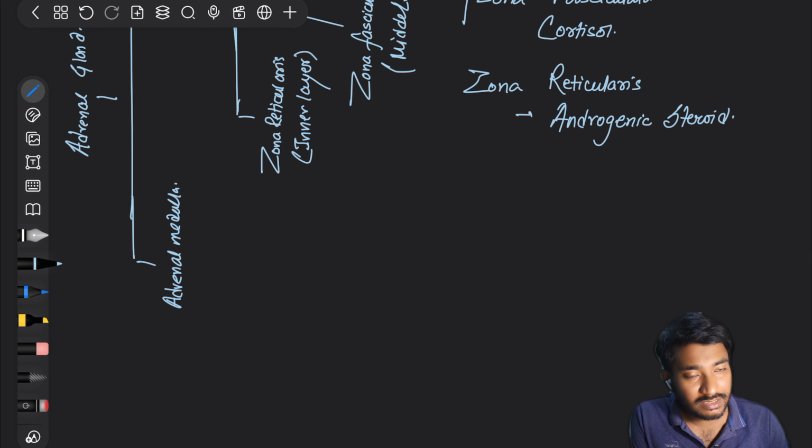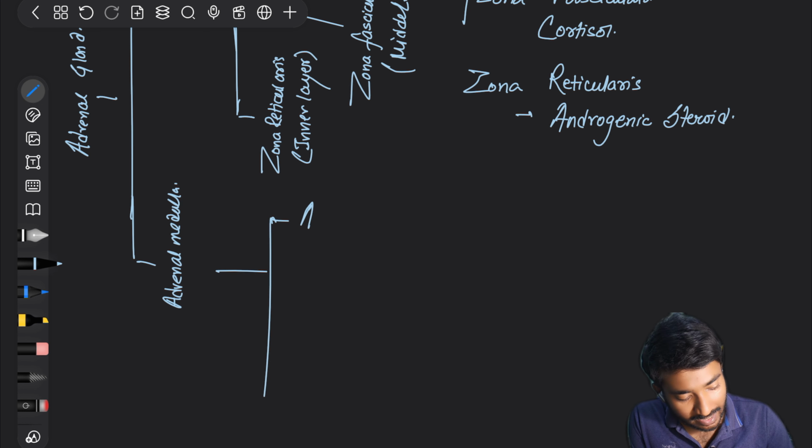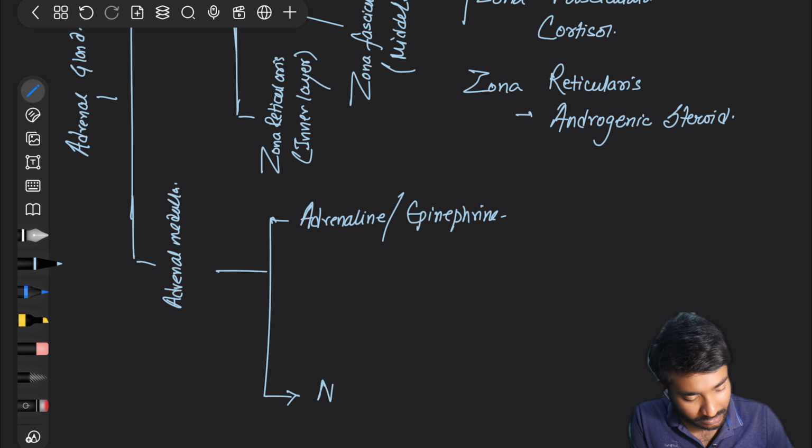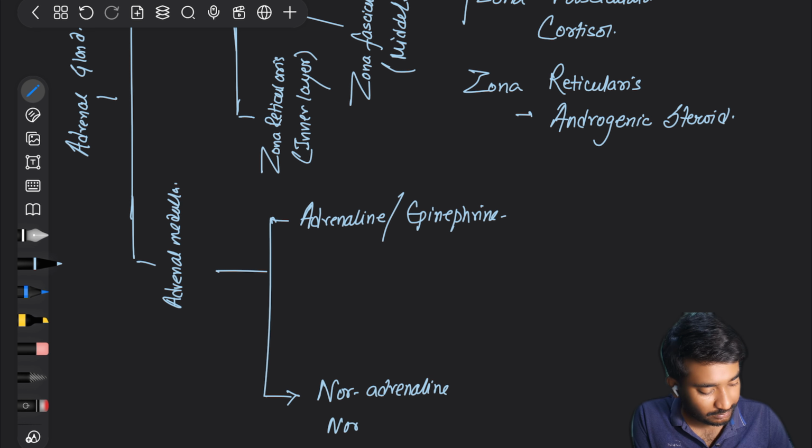In the adrenal medulla, we see adrenaline or epinephrine, noradrenaline or norepinephrine, or catecholamines.